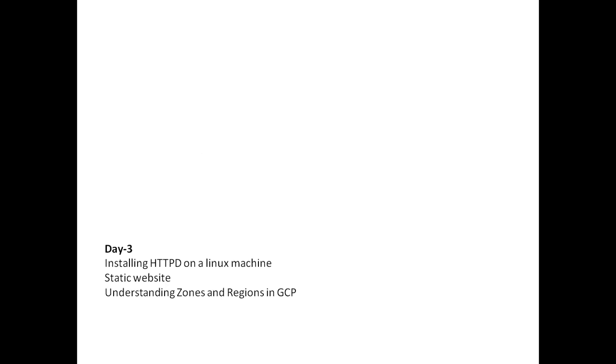Coming to the next day: installing the HTTPD service on a Linux machine, a static website, and understanding the zones and regions in GCP. Probably on Thursday, we are going to see networking basics, VPC creation, subnets, and adding VMs to that subnet. Next on Friday, we are going to study creating multiple VMs, auto scaling, instance groups, and load balancing. So these are the topics that we are going to study.